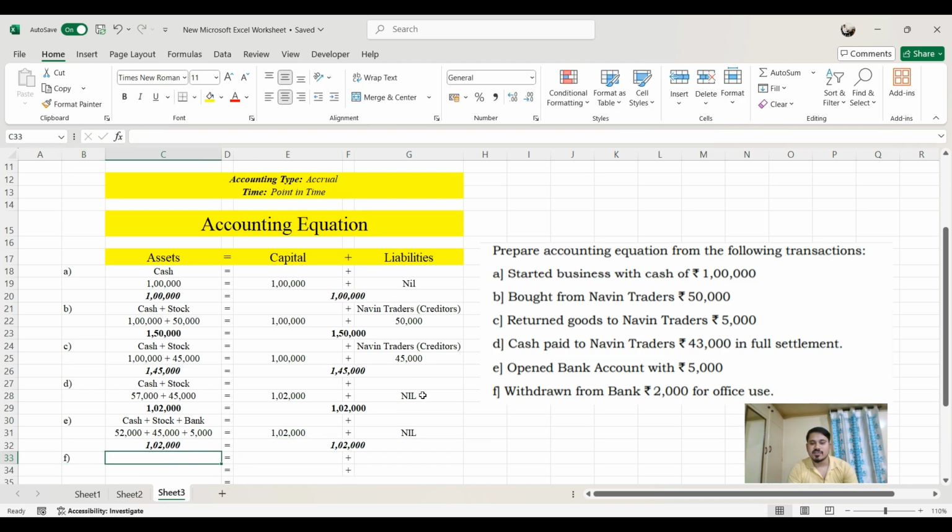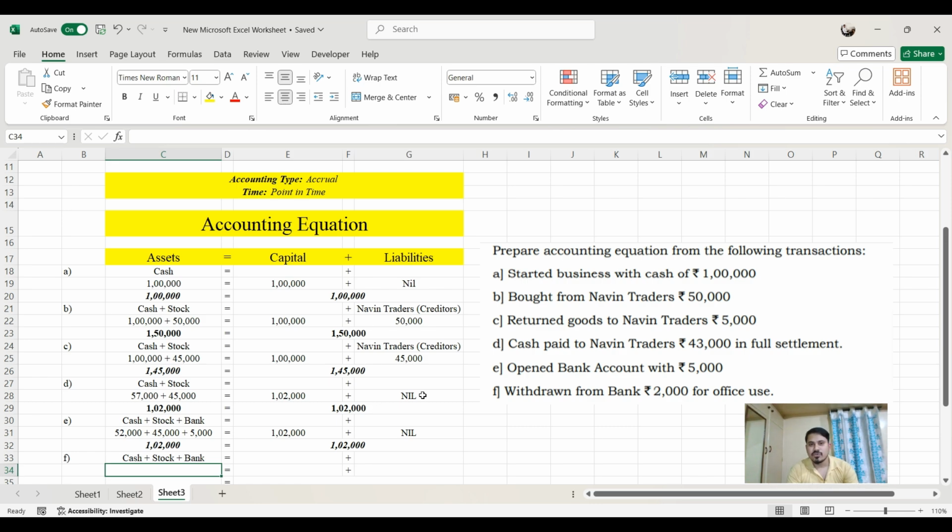Moving to the last transaction, the company withdrew the amount of rupees 2,000 from the bank. It means the bank is getting decreased by 2,000 and cash has been increased by 2,000. So hence the transaction looks like this and it affects only the asset side. So the cash plus stock plus bank. So the cash, an extra 2,000 we are getting.